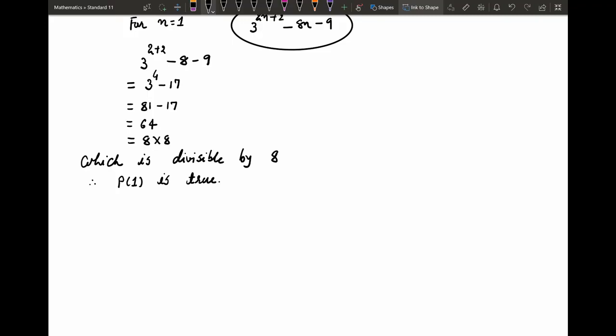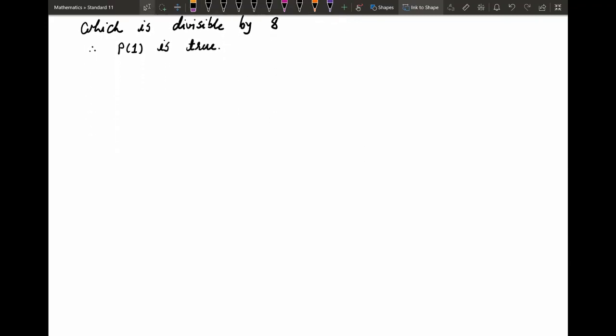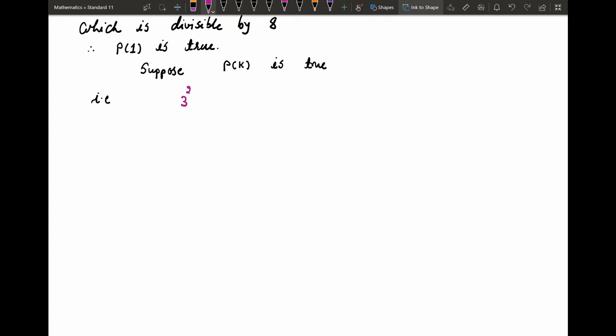Now let us assume the result is true for n equal to k. Suppose P of k is true. That is, when we say the result is true for n equal to k, we replace n by k. So the number 3 raised to 2k plus 2 minus 8k minus 9 is divisible by 8.